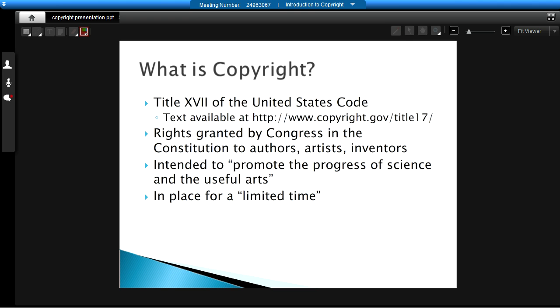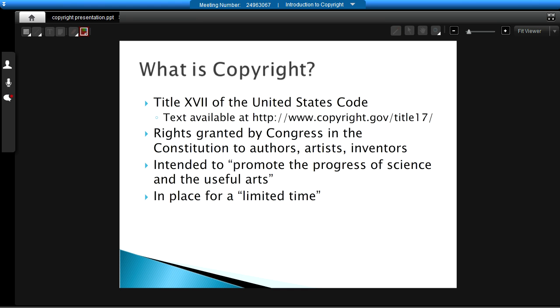Some people think it's to promote income, but it's not. It really was intended to encourage inventors to continue to invent by giving them essentially monopoly ownership over the content or the materials that they developed. And it's also intended to be in place for a limited time.